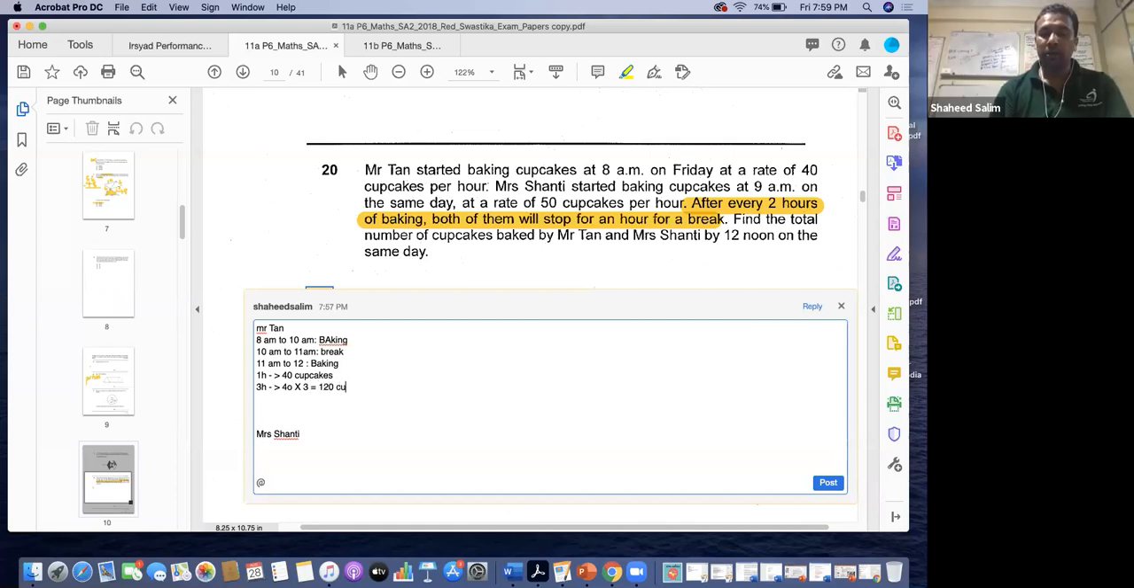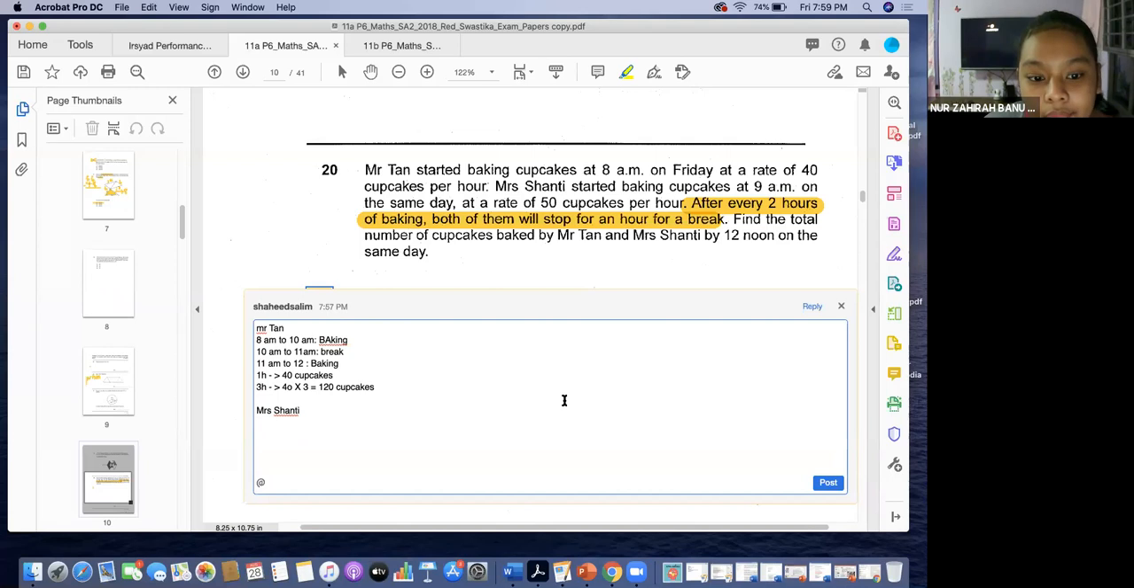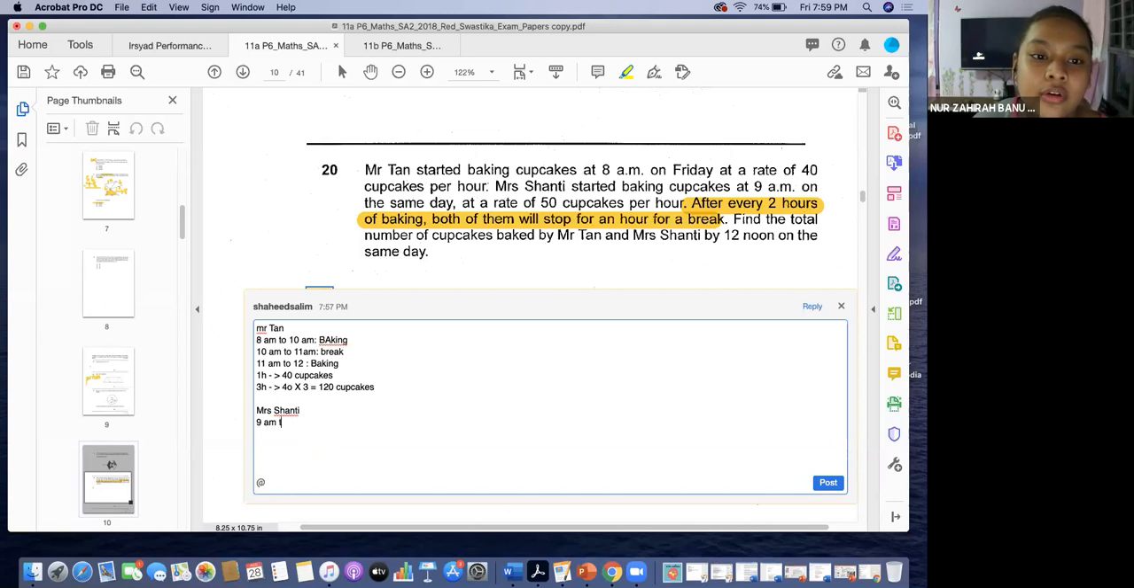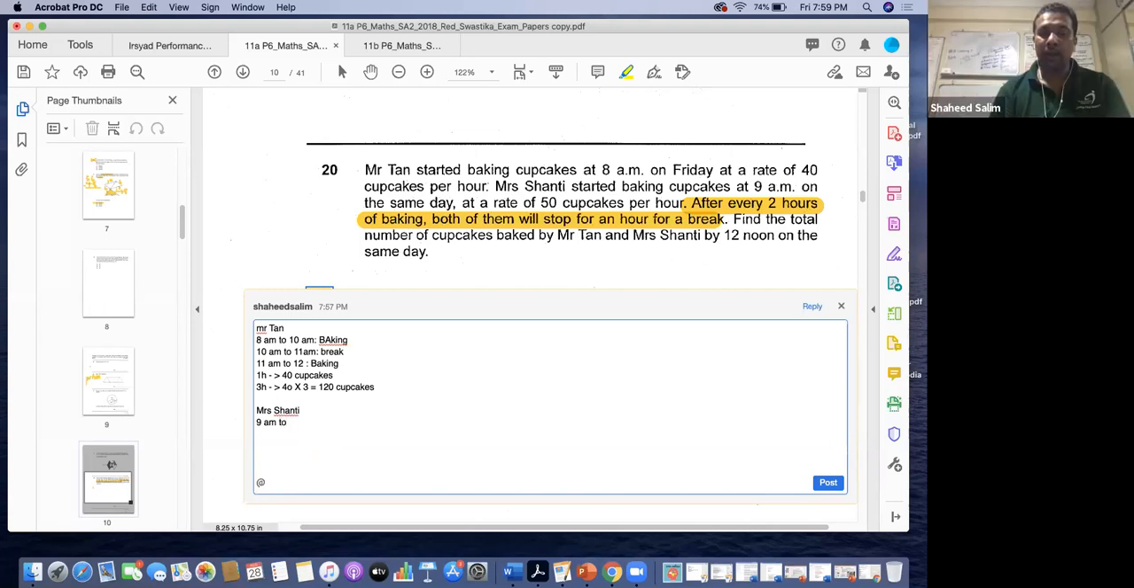Correct. So this is now Mr. Tan. Let us go to Madam Shanti. She starts at what time, Madam Shanti? She starts at 9 a.m. So she works for how many hours? After every 2 hours, both of them will stop for a break. So she worked for 2 hours, until what o'clock? Until 11.